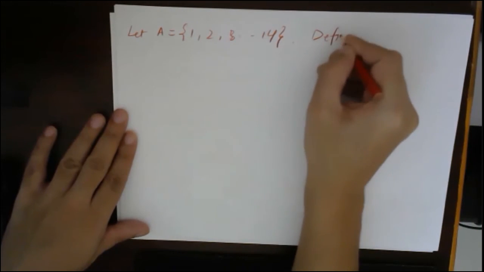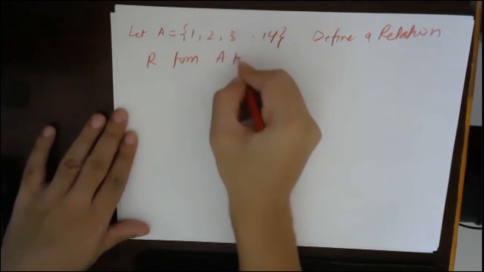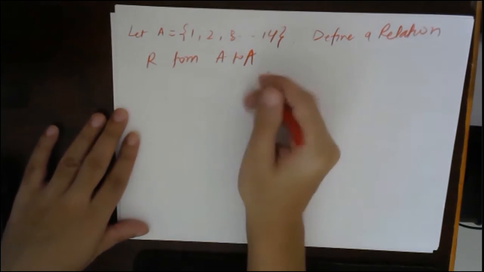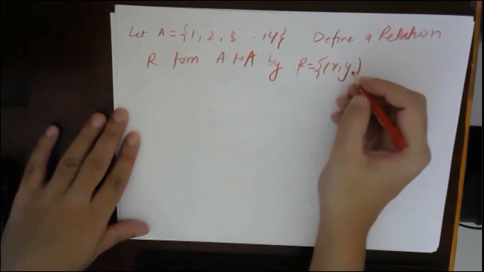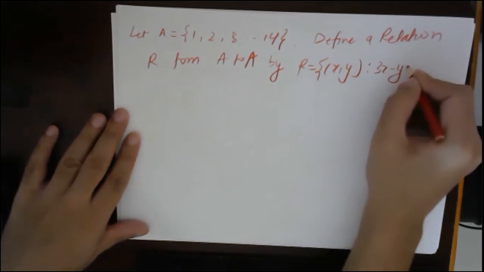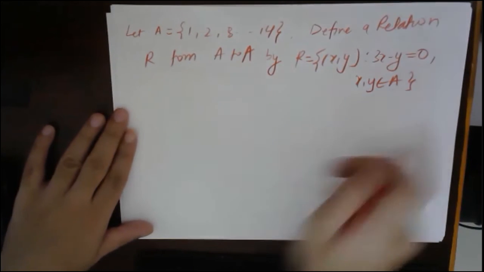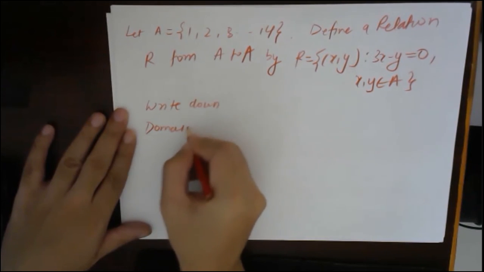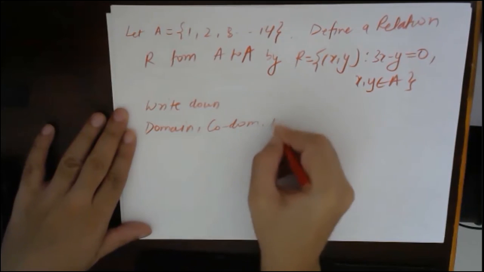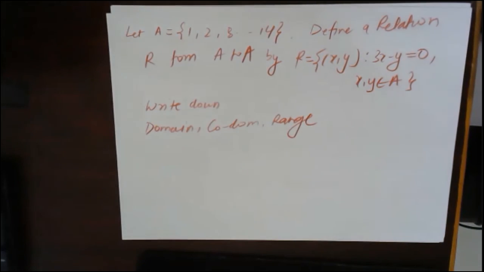Define a relation R from A to A by R is equal to X comma Y such that 3X minus Y equals 0, where X comma Y belongs to A. Write down the domain, its codomain and range of this relation. Okay, this is the last question. Let's see if you can find it.